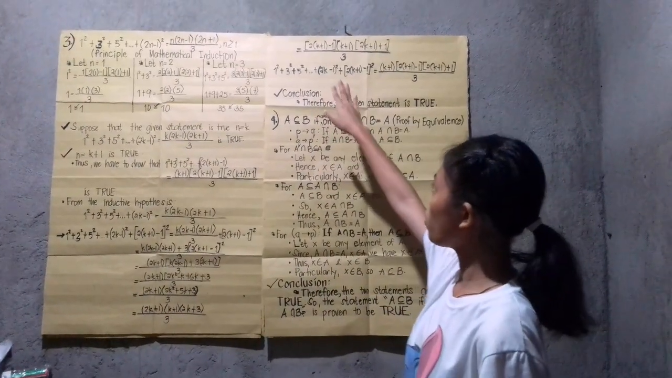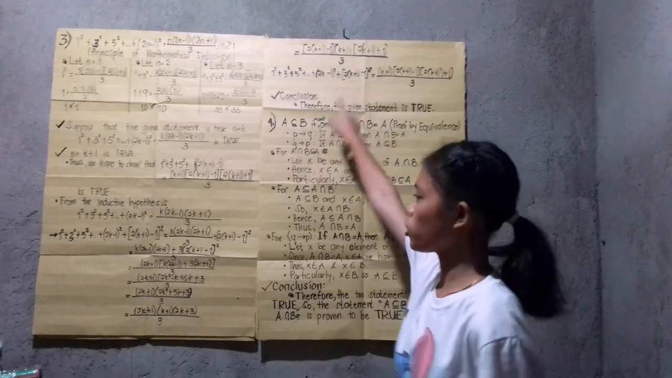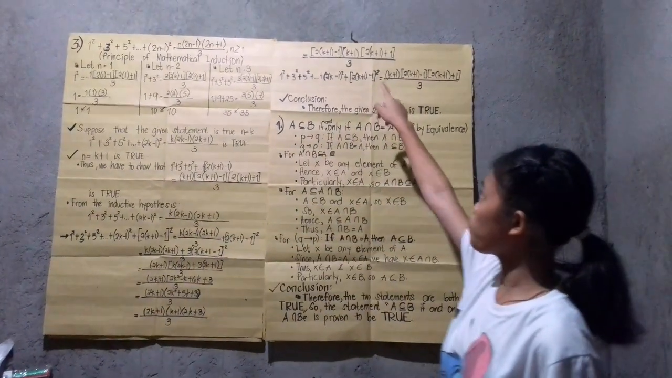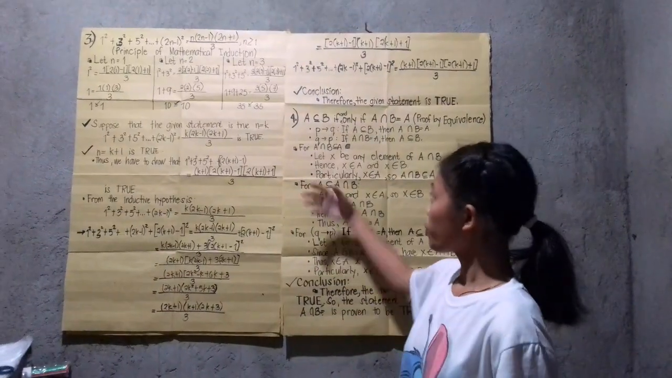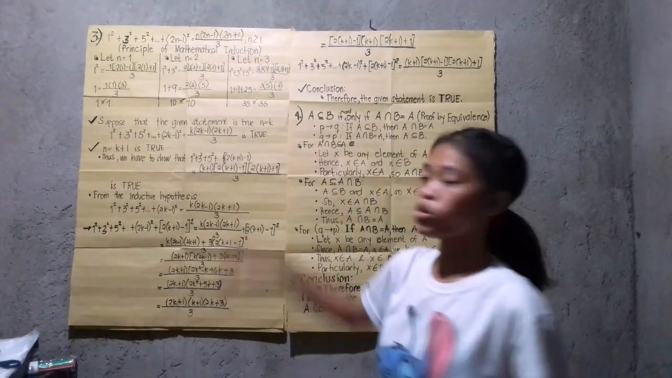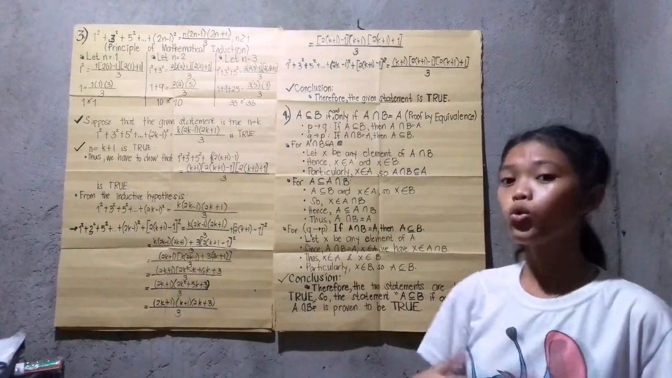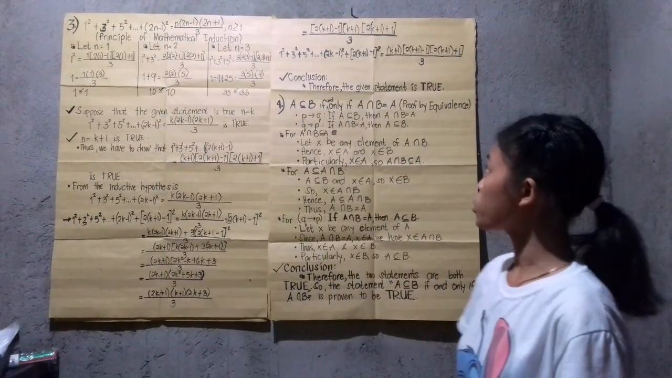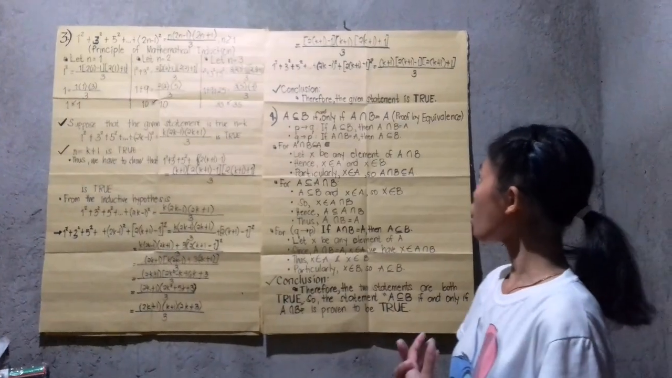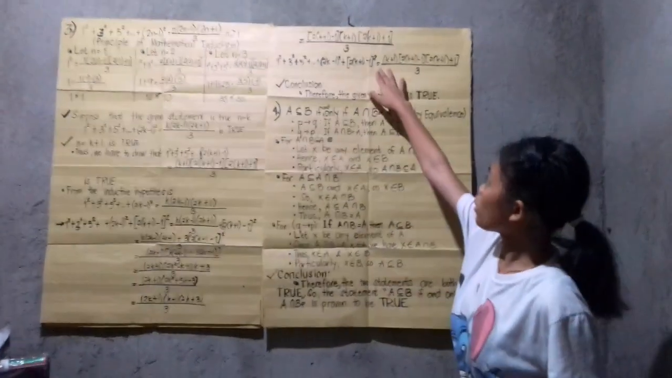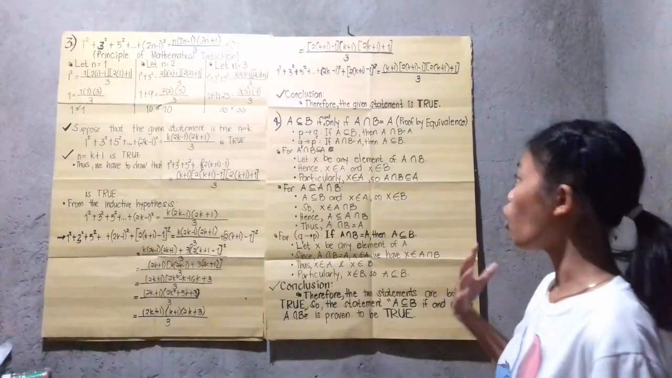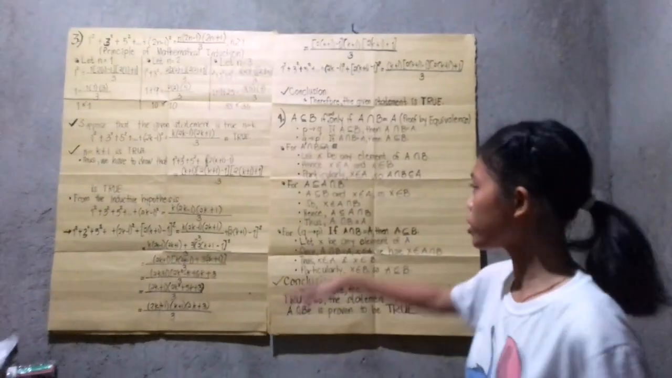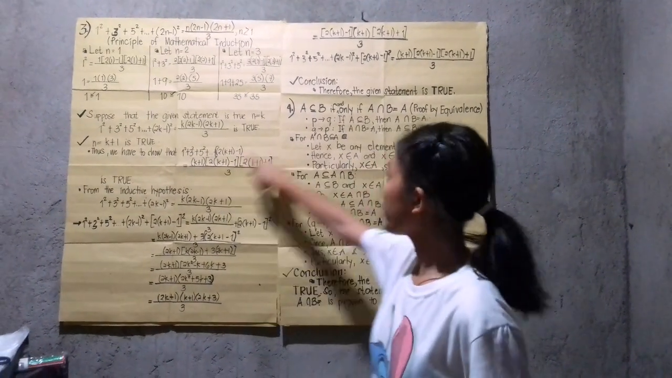So then we have 2 times (k plus 1) minus 1, which is in this form, and then (k plus 1) times (2 times (k plus 1) plus 1) all over 3. So we have 1 squared plus 3 squared plus 5 squared plus up to (2k minus 1) squared plus (2(k plus 1) minus 1) squared is equal to (k plus 1) times (2(k plus 1) minus 1) times (2(k plus 1) plus 1) all over 3. So as you can see, now they are the same.